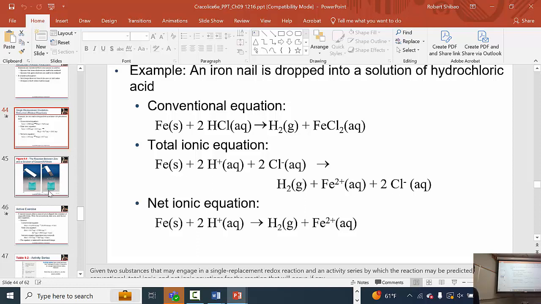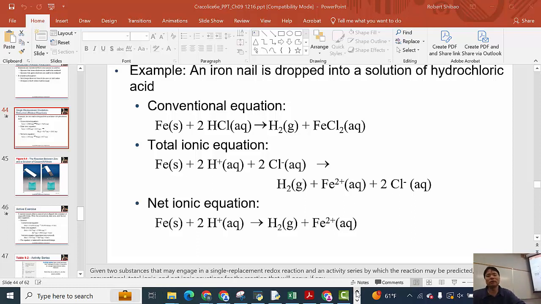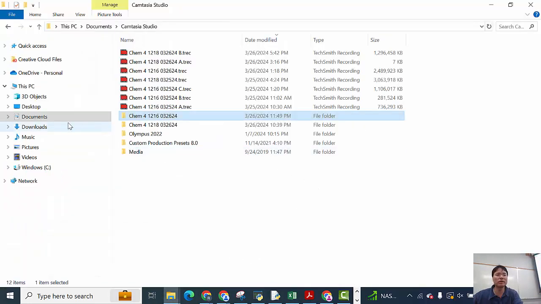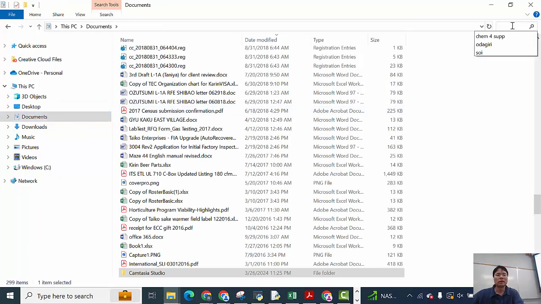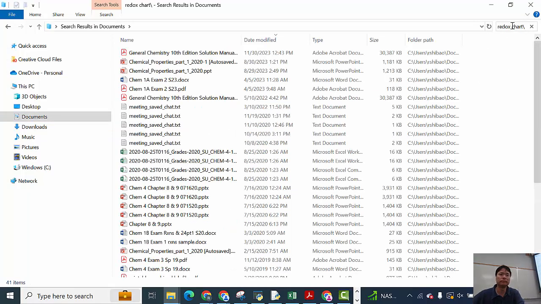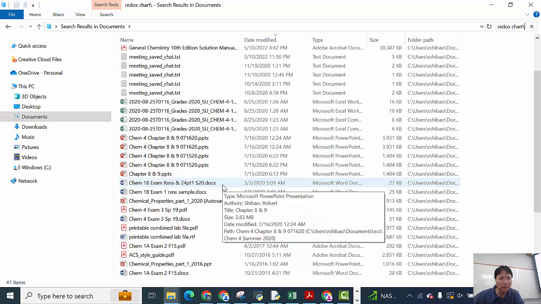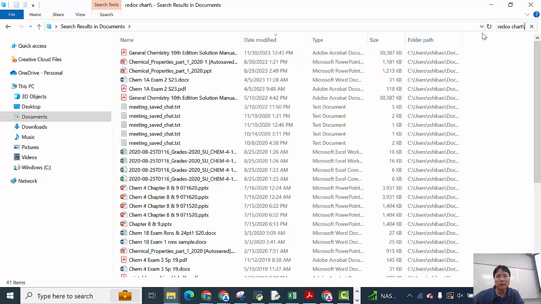Now, you don't necessarily know this, and so this is why I have another chart. Rather than giving you the activity series, I have a chart that will give you a little bit more information. And so I'll show you the chart here, but we'll probably get more practice with the chart as we go along.